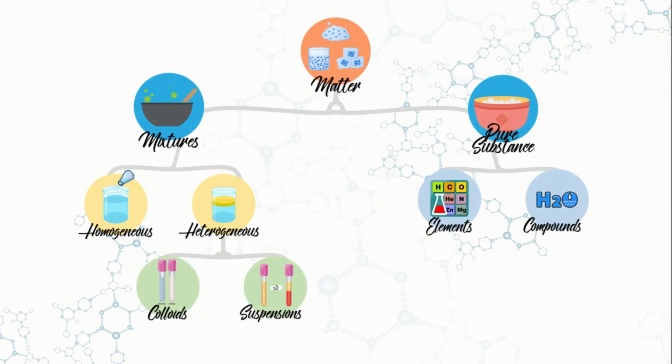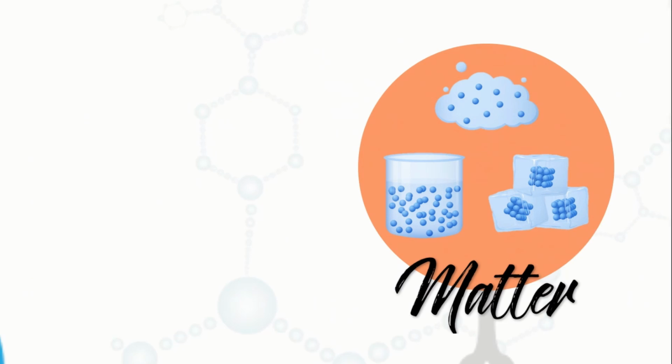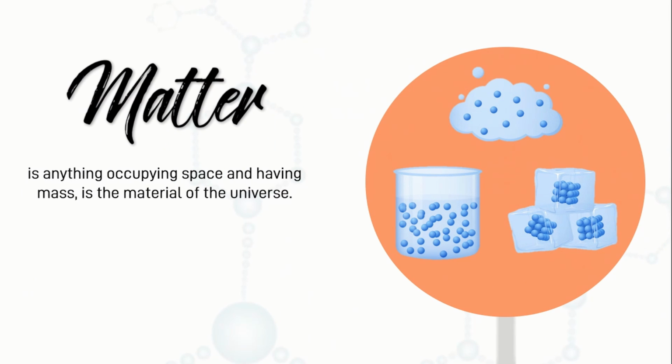Matter is classified into two, mixtures and pure substances. But before we deal with the classification of matter, let us first define what matter is. Matter is anything that occupies space and has mass. When we say it occupies space, it must have a volume.